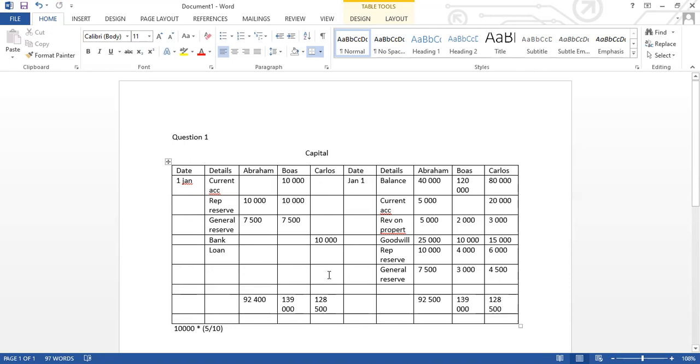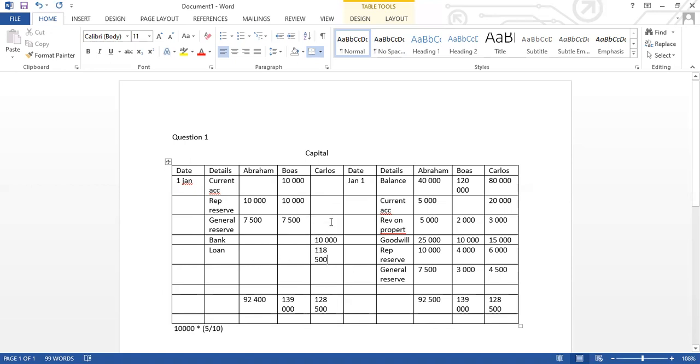Right? He is entitled to 128,500, and then we paid him 10,000. So how much will we convert to loan? 118,500. Yes. So the 118,500 will be converted to loan.